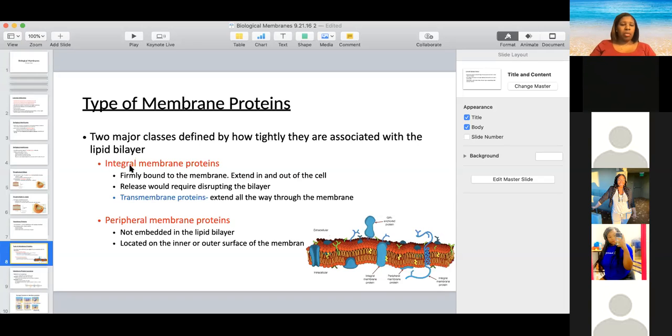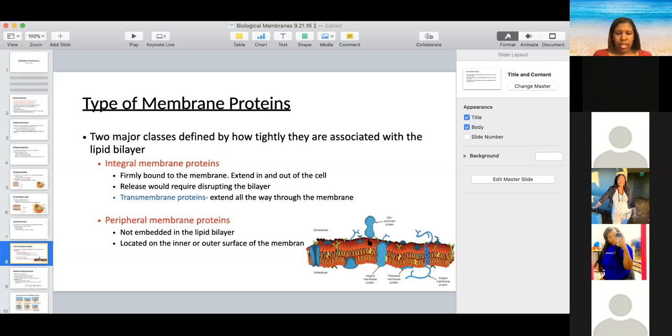So one type of integral protein is a transmembrane protein. And again, this transmembrane protein just tells us that it can span the width of our membrane. What questions do we have about that?